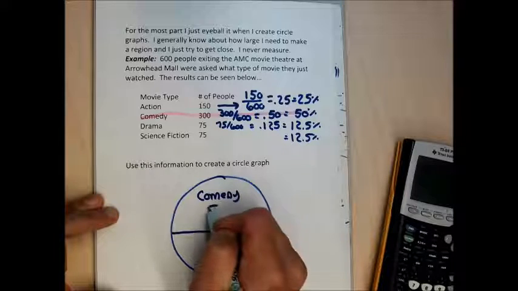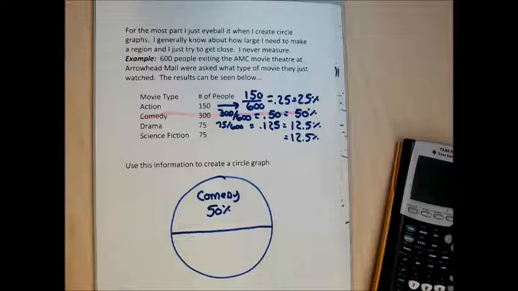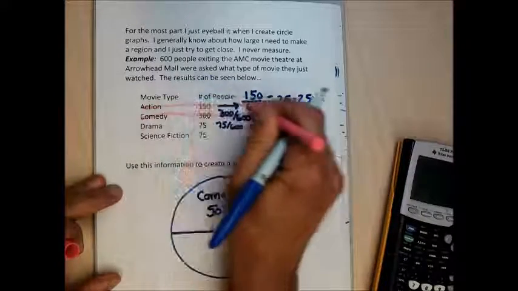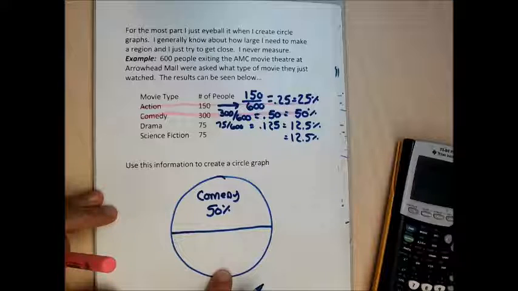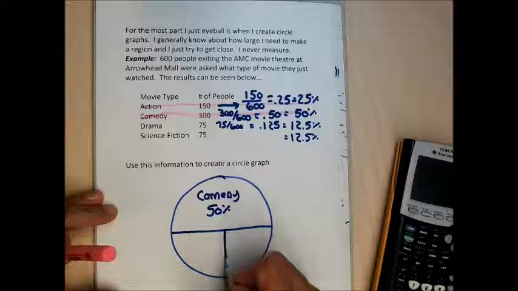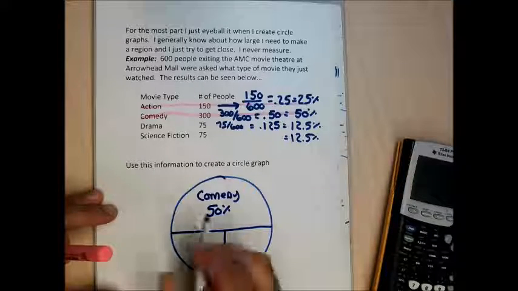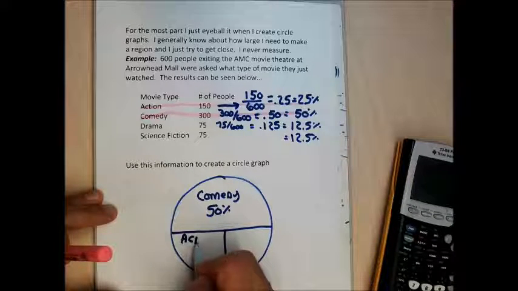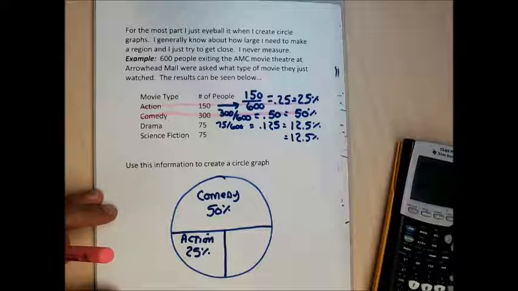And I'm going to put the percent that was related to comedy right in the graph. The next percent I'm going to draw is for the action. And for the action, I just need to cut this bottom region, which is 50% of the graph, into two pieces. Both of these are 25%. It doesn't matter which one I call action. I'm just going to call the left one action. And put that this is 25% of the graph.